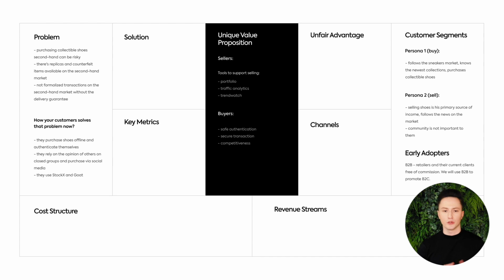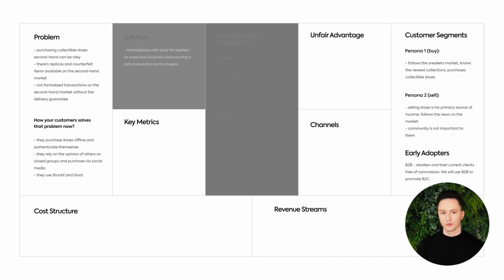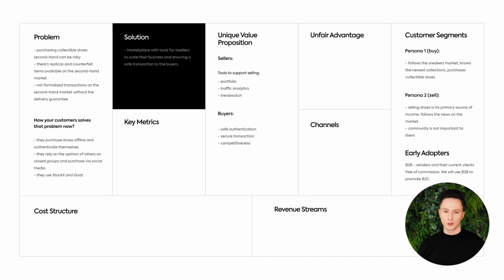The next thing you need to define is your unique value proposition. That's the key thing that makes you stand out on the market and the reason why users will be drawn to your product. As you can see, we defined two different UVPs for the two groups of users. How does your product solve the problems users are having? Try to keep this section really simple and describe the solution with a single sentence instead of listing specific features.